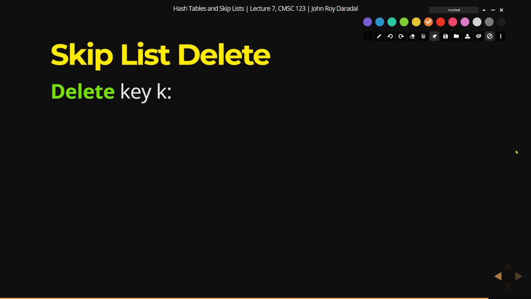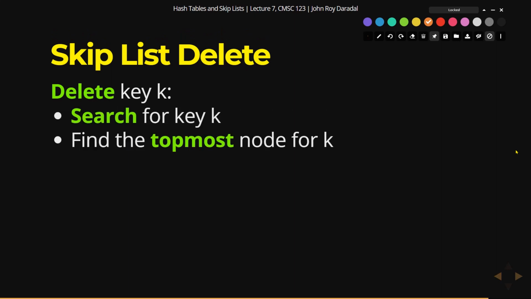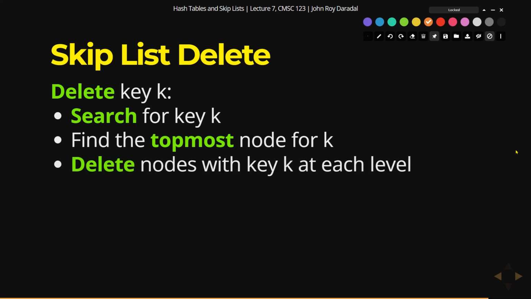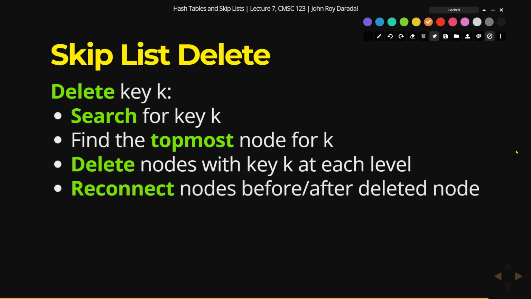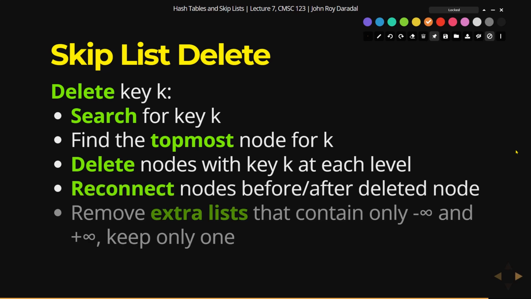So to delete key k, search for key k and find the topmost node for k if you find it, and then delete the nodes with the key k at each level, and then reconnect the nodes before and after the deleted node. And then if there are extra lists that contain only negative infinity and positive infinity, keep only one, so remove the extra lists.